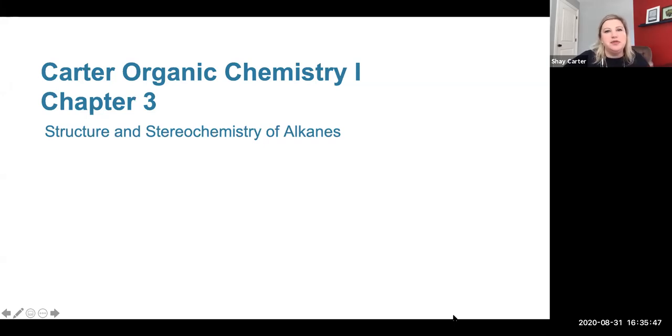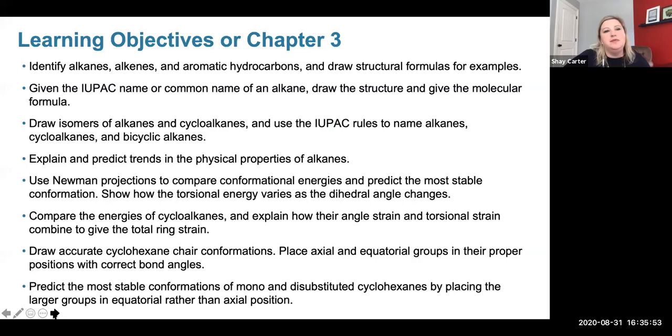Alkanes are our simplest group of organic compounds. And let's look at the learning objectives. Okay, so we want to be able to identify alkanes, alkenes, and aromatic hydrocarbons and draw their structural formulas for examples. So chapter 3, we're going to start out with just talking about hydrocarbons in general. And so you'll be able to identify alkanes, alkenes, and aromatic hydrocarbons.